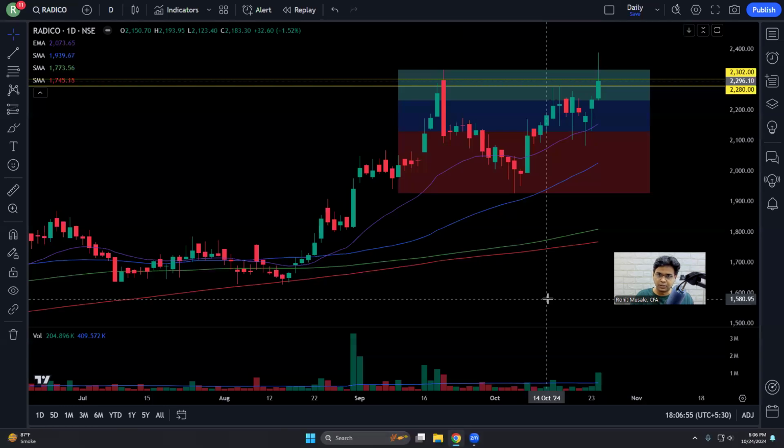So I took this trade today, but I sold the shares. I took a 0.1% loss, 0.1% of my overall portfolio. So I took a tiny loss because the stock did not give me a clean entry.